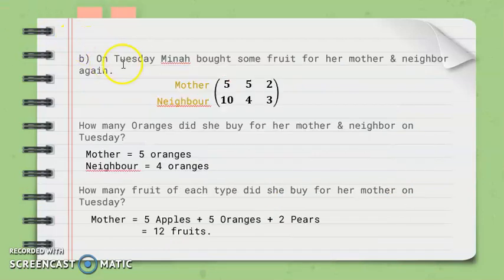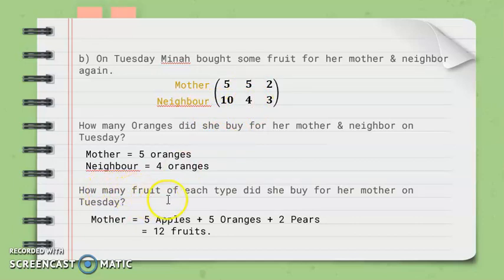Okay, next. On Tuesday, Mina bought some fruit for her mother and neighbor again. So Mina bought another set of fruits for her mother and neighbor. So this is the matrix for it. How many oranges did she buy for her mother and neighbor on Tuesday? Looking back at this matrix, her mother, column 2, which is oranges, has 5 oranges, and then the neighbor has 4 oranges.